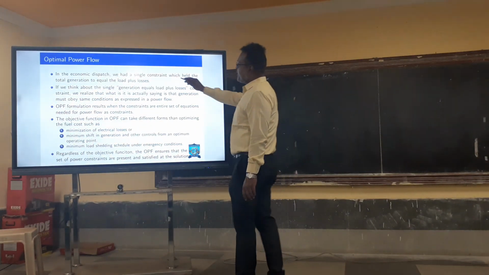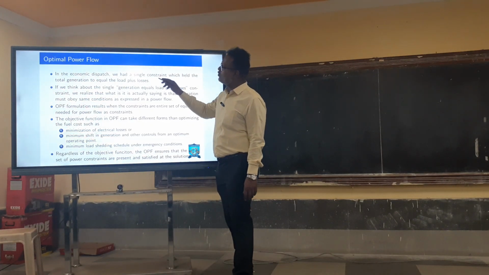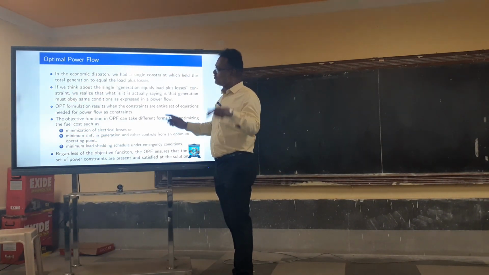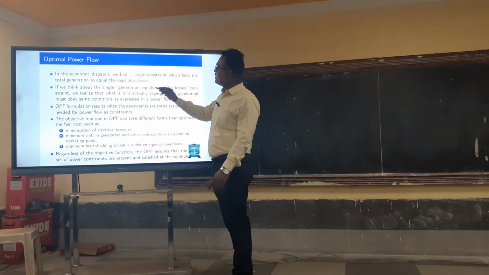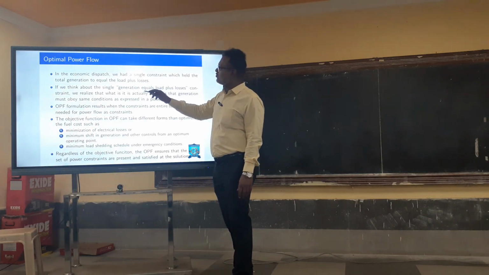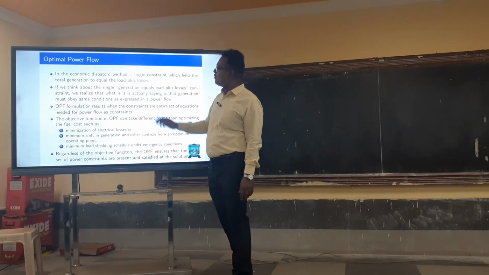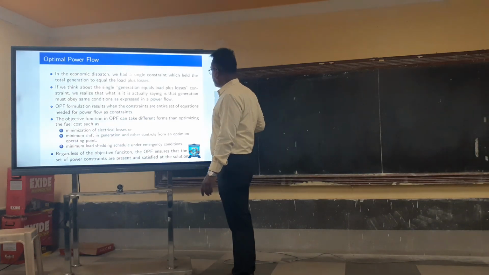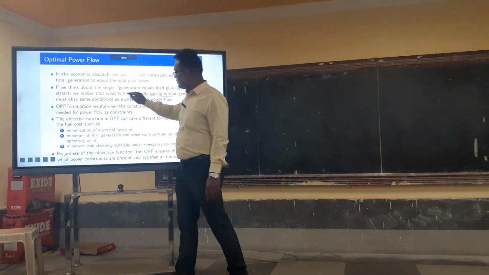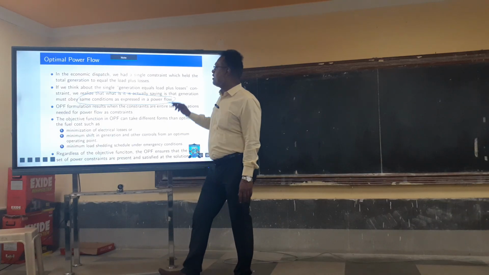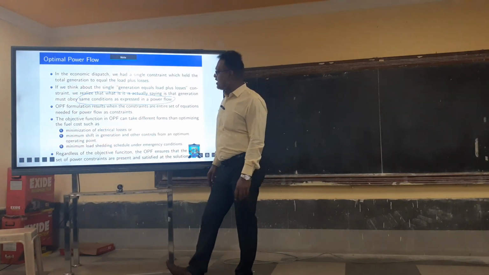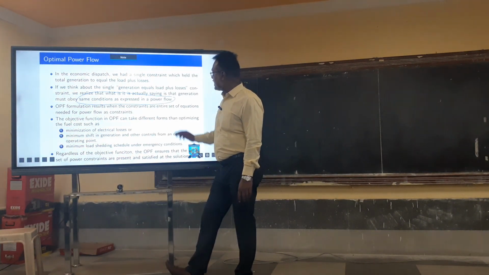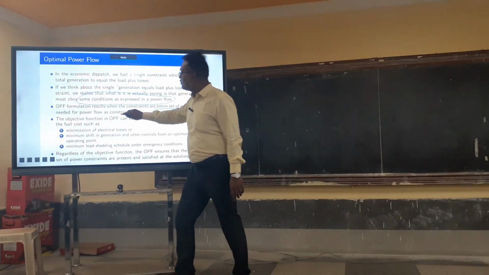In the economic dispatch we had a single constraint which held the total generation equal to load plus losses, an equality constraint. If you think about this single constraint, generation equals load plus losses, we realize that what it is actually saying is that generation must obey the same condition as expressed in a power flow. Okay. So basically we mean the same conditions as in a power flow. The OPF formulation results when these constraints are the entire set of equations needed for power flow constraints.